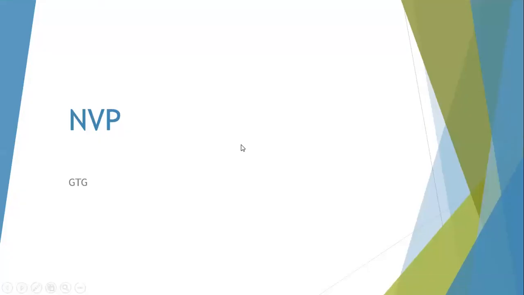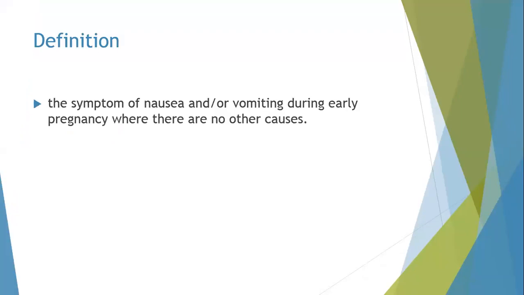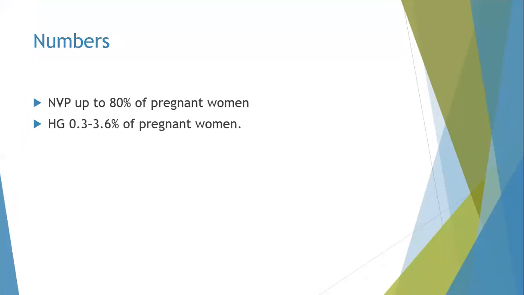Now we are going to the second part of our lecture today, which is nausea and vomiting in pregnancy. What is nausea and vomiting in pregnancy? These are symptoms of nausea and vomiting during early pregnancy where there are no other causes. The incidence of nausea and vomiting is 80%, while hyperemesis gravidarum is 0.3 to 3.6%.